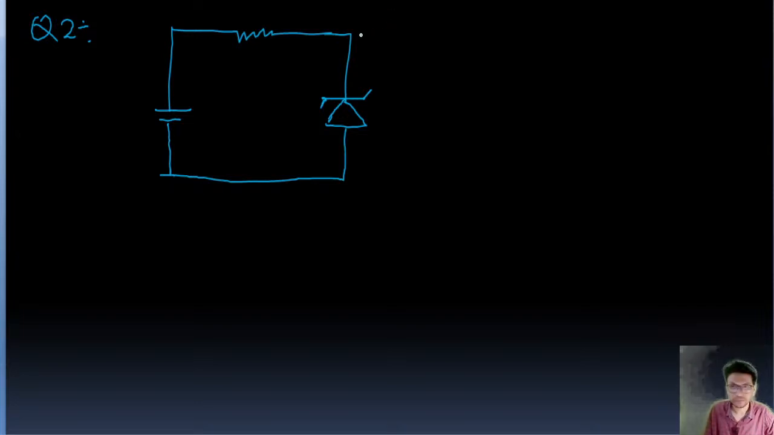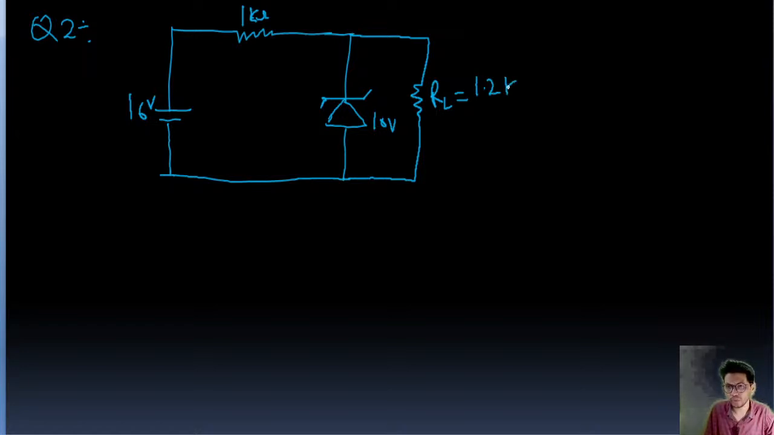This is 1 kilo ohm. This is 16 volt. This is 10 volt, so this is VZ. And RL is given as 1.2 kilo ohm, and we need to find out V naught.